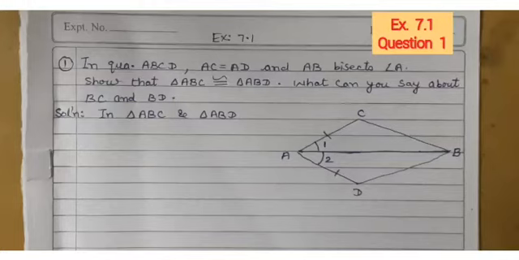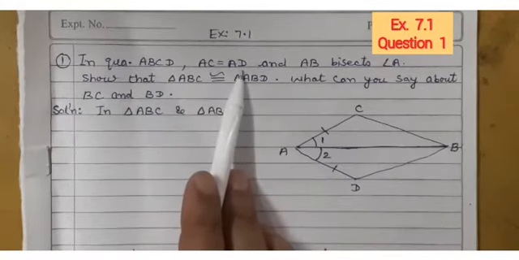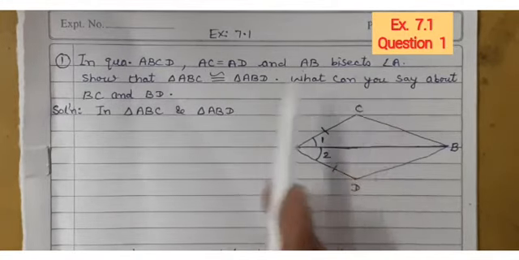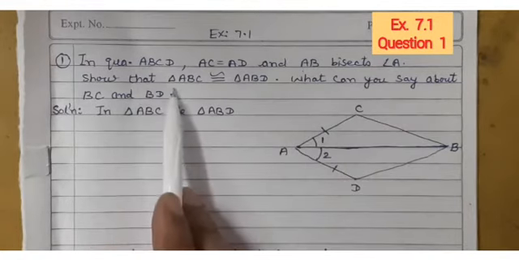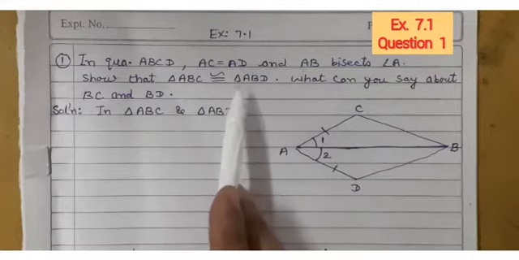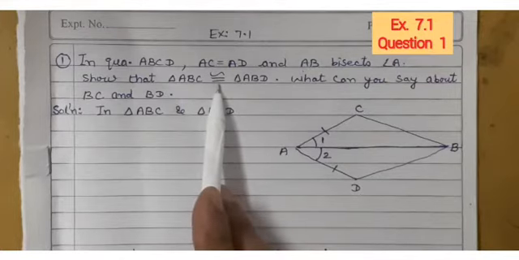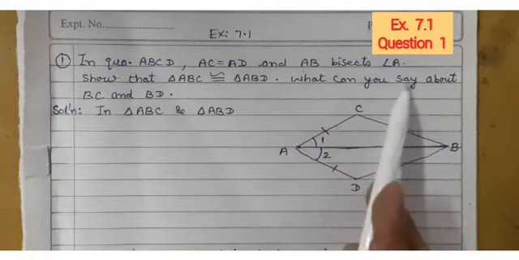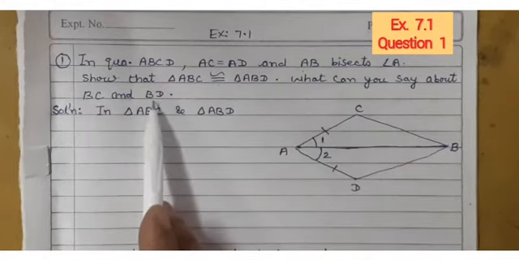Yes, hello students. Today we are going to start one exercise, that is 7.1, question number 1. In quadrilateral ABCD, AC is equal to BD and AB bisects angle A. Show that triangle ABC is congruent to triangle ABD. This is your congruent sign. And second thing, what you have to find, what can you say about BC and BD?